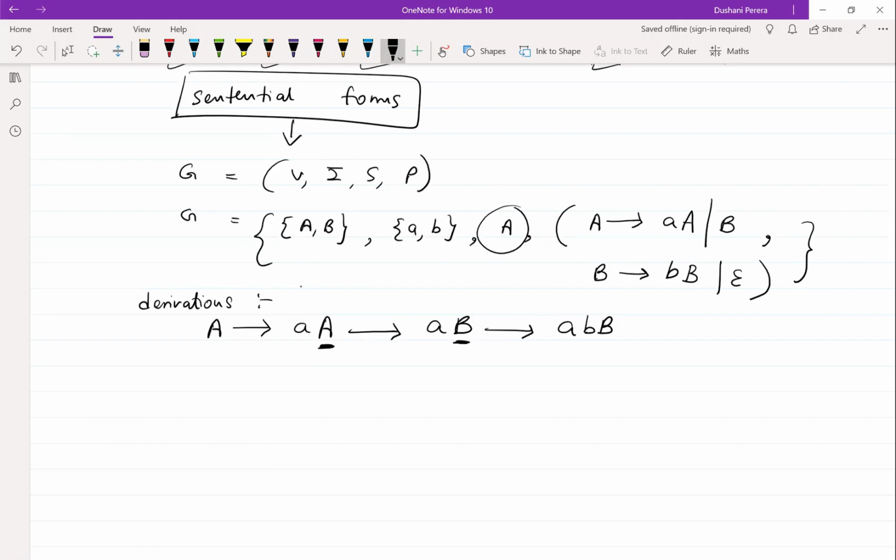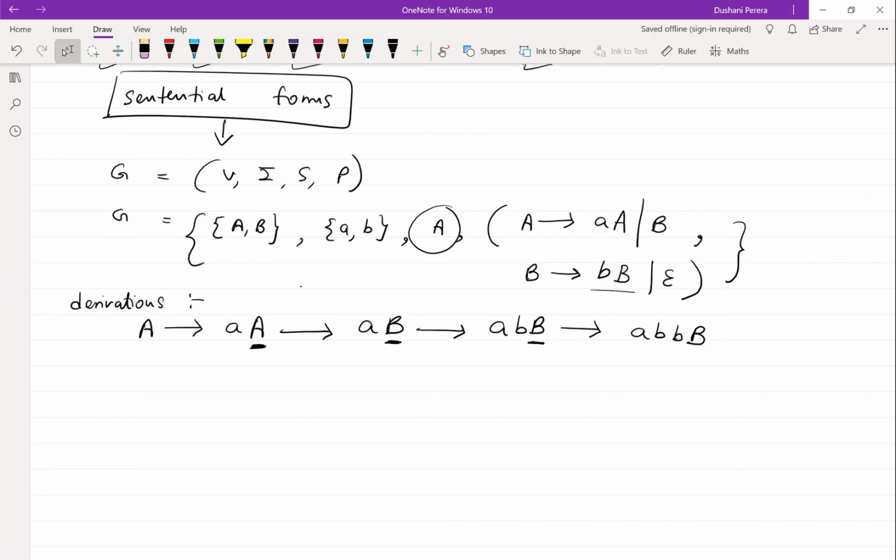So I can derive something again. I can replace this B again. In place of capital B, I use again an aB. Again I can do the same thing because I have another B. I can again do the derivation. I can replace capital B. This time I'll replace it by the null.